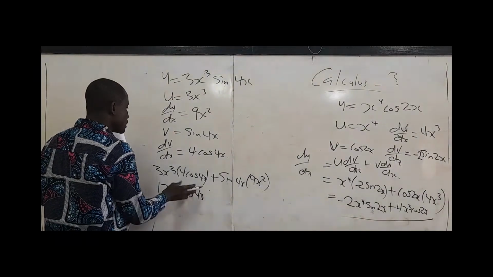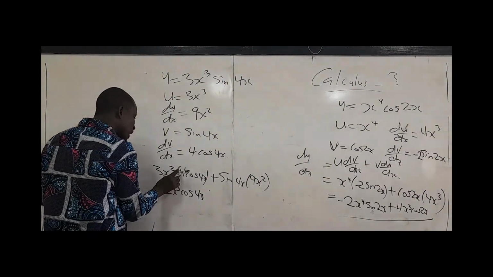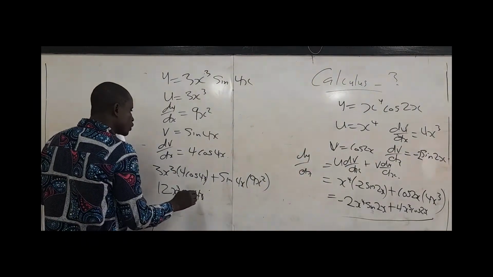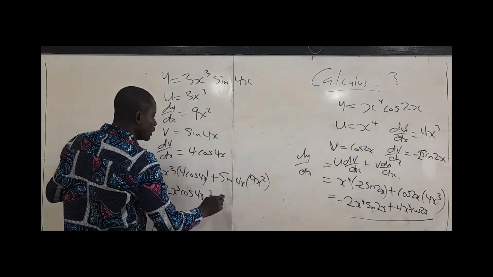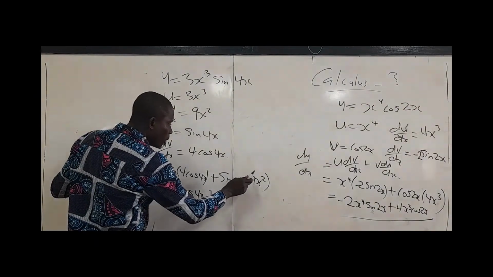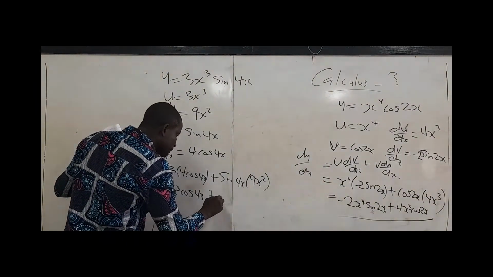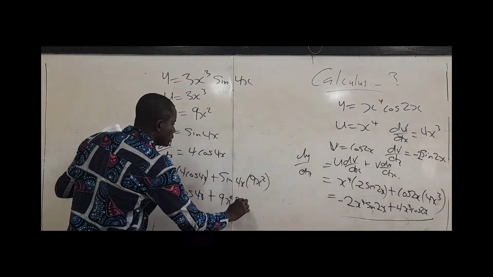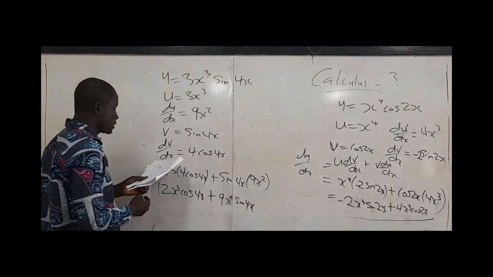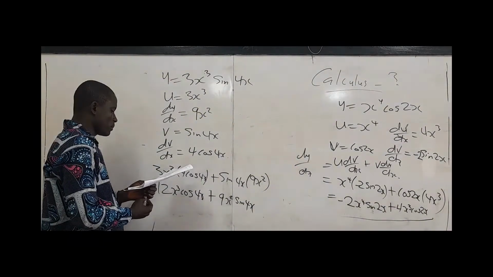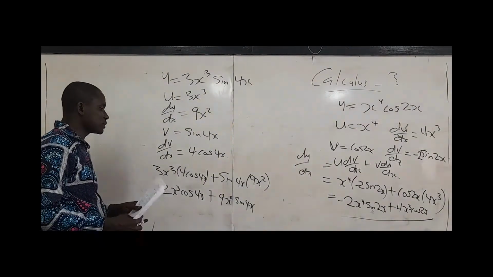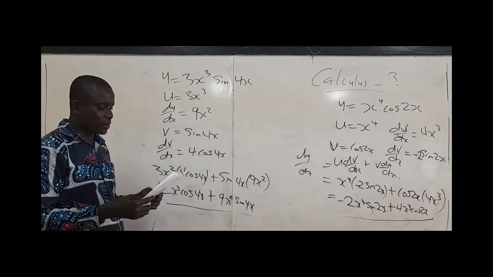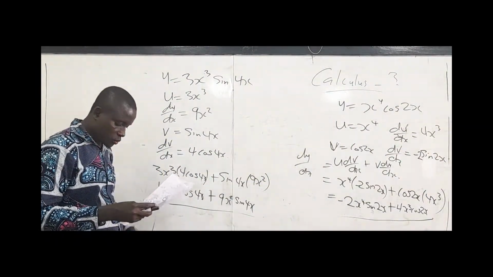12x cubed cos 4x. I'm repeating. You extract this and this, but don't go here. Plus, don't multiply this by this. This is an angle. Plus 9x squared sine 4x. Is that okay? So that is when you differentiate this, that's what you're going to get. All these are the product rules. Okay?